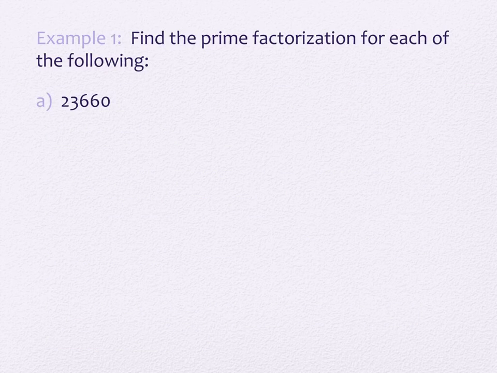So the first one we're going to do is the number 23,660. You know automatically that this is not prime. Why? Yeah, it's divisible by 2. It's an even, right? We know it's not prime. There are 2 basic ways to do the factorization on this.